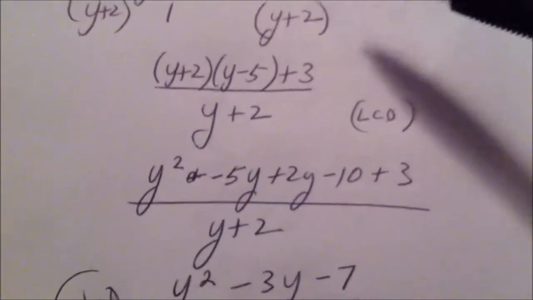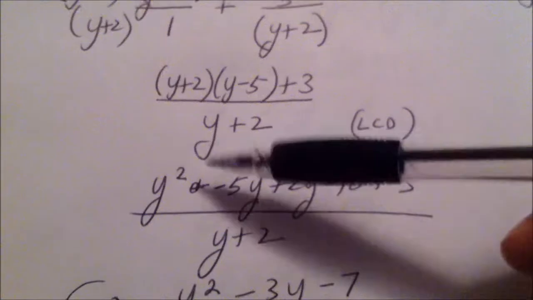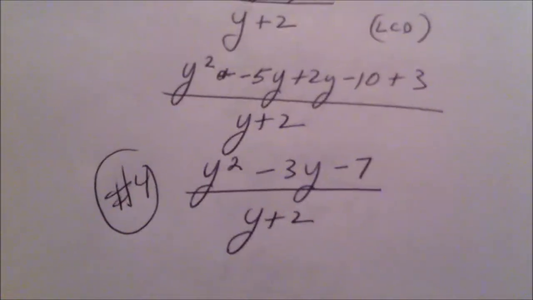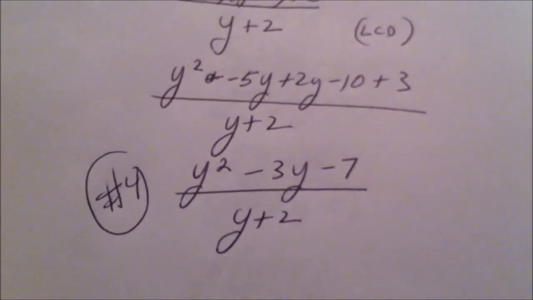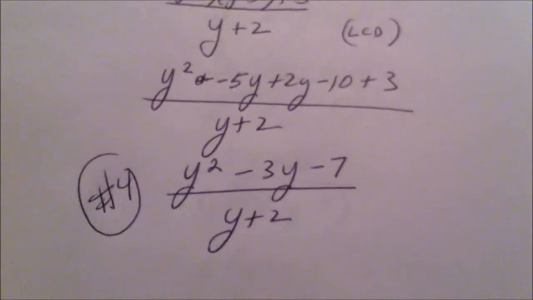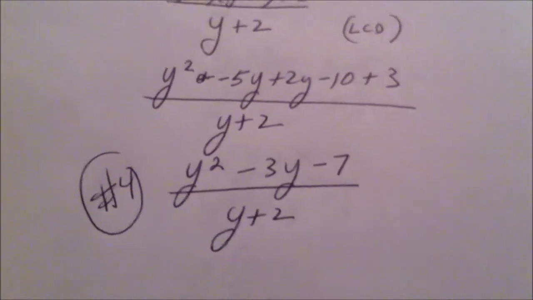Double distribution, or what you like to call FOIL, first, outer, inner, and last. Combine like terms, and we get our final answer. As a part 1, this could have been done completely with mock substitution. As a part 2, you could have done it as a check with mock substitution, plugging in something like y is 3 or 5.